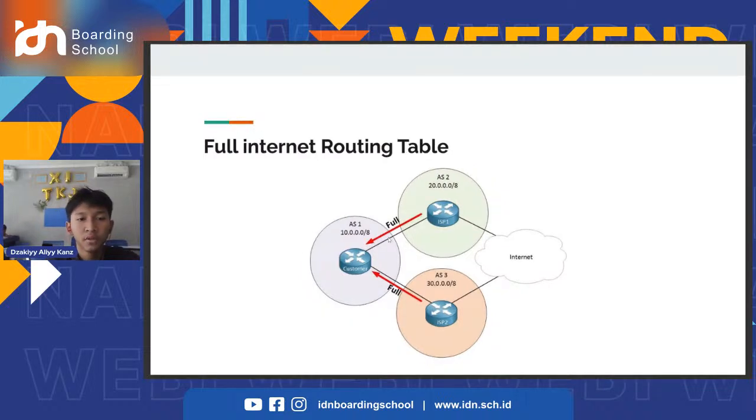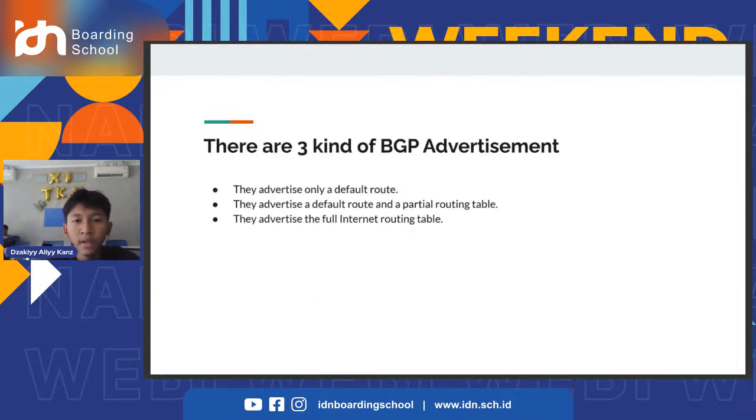And then there is the full internet routing table. The customer needs high specification to handle the full internet routing table because it will take the entire routing table in the world, so that the customer can choose which traffic can be used to deliver some packet request from the client to the destination. The ISP will deliver the full internet routing table or routing information, and it will be saved in the routing table. And those are the kinds of BGP advertisement.